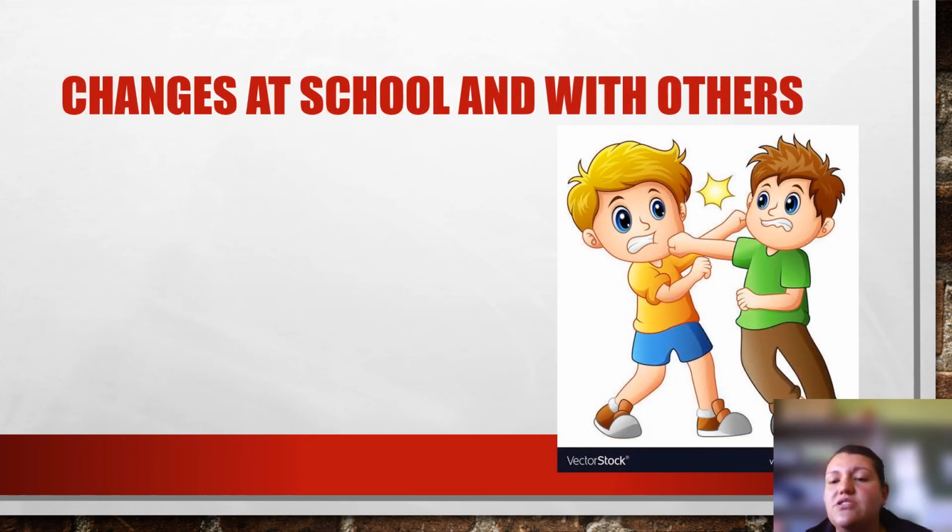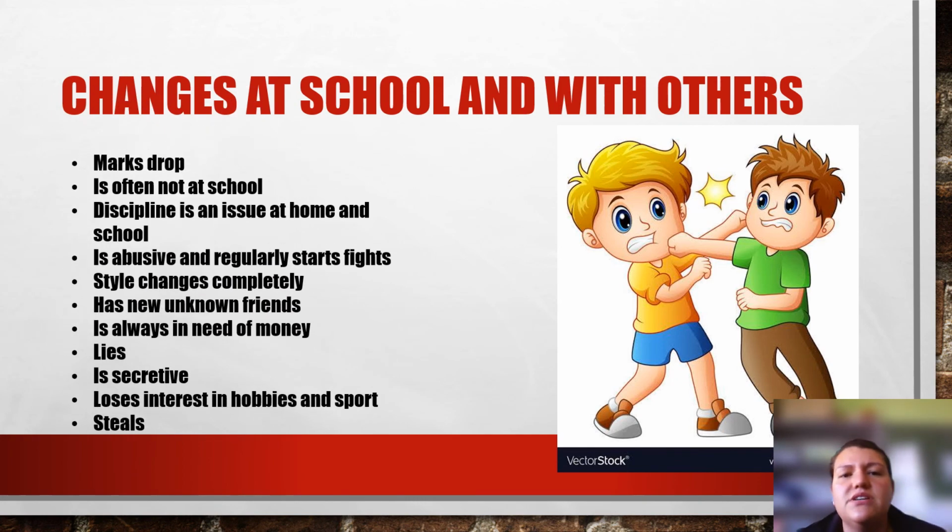And lastly, we have changes at school and with others. Here is where your home and your school environment, as well as your relationships, are being impacted by substance abuse. So, a few changes and effects that substance abuse would have would be your marks dropping or your friends' marks dropping, often being absent, discipline at home and school becoming an issue, being abusive and participating in fights, style changing, always being in need of money, lying constantly, stealing and losing interest in hobbies and sport and extracurricular activities at school.